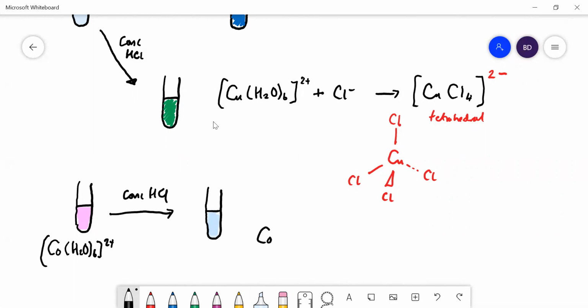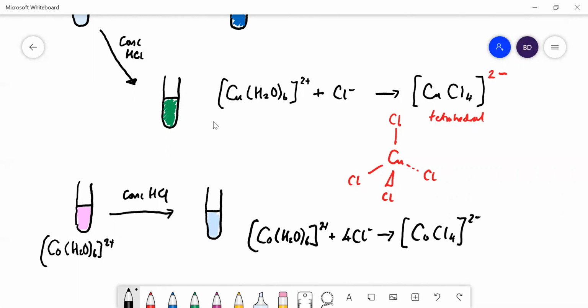You get cobalt H2O 6 2 plus. We add again, it's only 4 chloride ions can fit around it because they're too big. You get CoCl4 2 minus, and you'll get 6 waters coming off. Should put the 6 waters in there as well, and that's a tetrahedral complex. So you definitely need to know about those ligand exchange reactions.